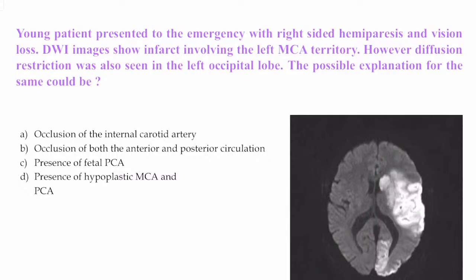So guys, a young patient presented to the emergency with a right-sided hemiparesis and vision loss. Diffusion weighted images show an infarct. This is the territory of the infarct, right? That is involving the left frontal and parietal lobe, and it is also involving the occipital lobe.